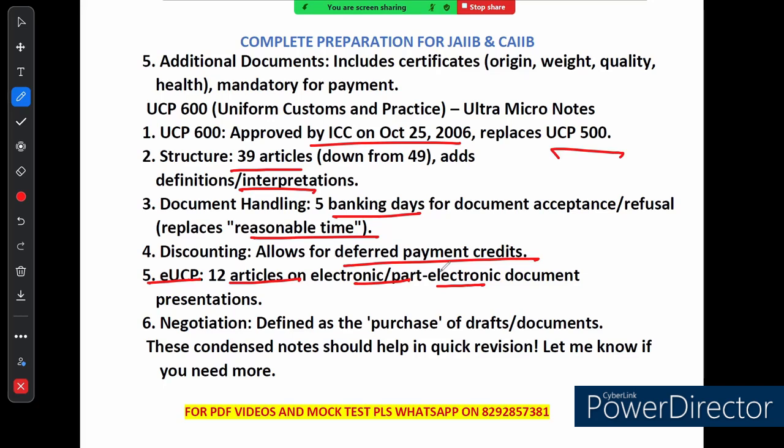Right. Now let's talk about the types of letter of credit. So as you know, there is something called acceptance credit.